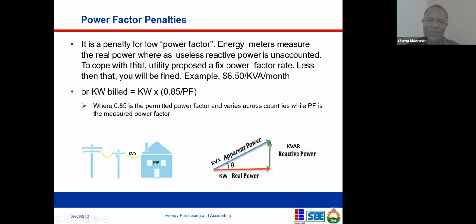Now it is a penalty for low power factor. That is power factor penalty. It is a penalty for low power factor. Now the energy meter measures real power. Now this is real power, this red one. That's what your energy meter measures, right? Whereas useless reactive power is unaccounted for. Now this is reactive power.